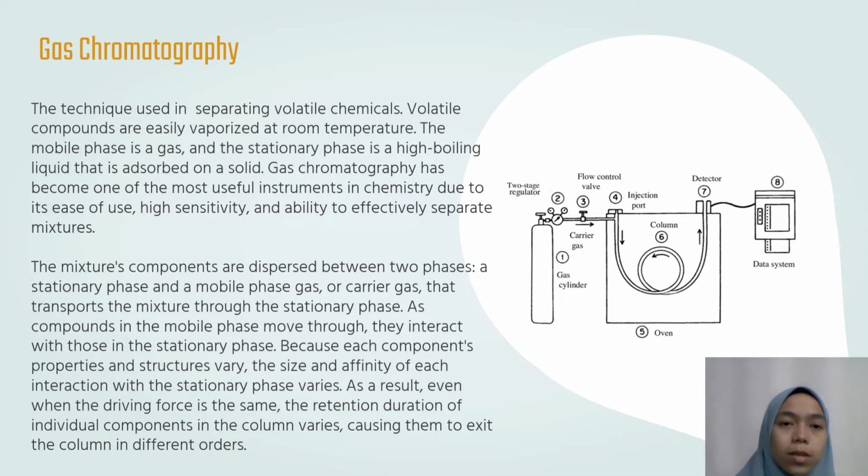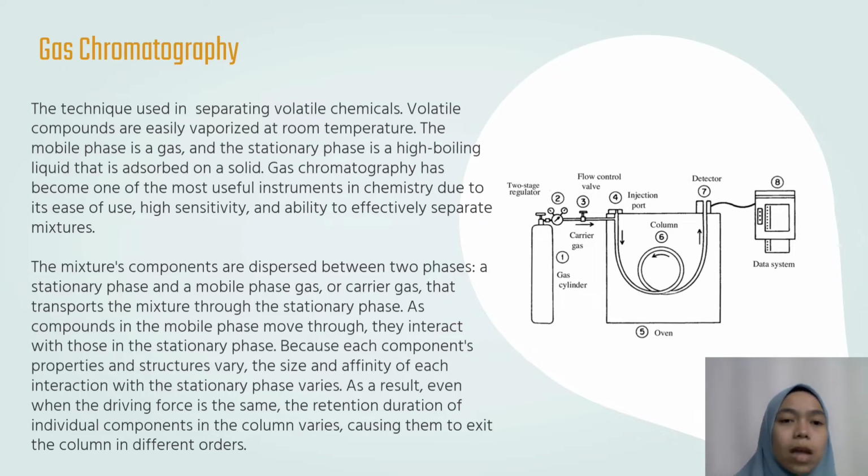Gas chromatography is one of the chromatography techniques. It is used in separating volatile chemicals as they are vaporized easily at room temperature. The mobile phase is a gas and the stationary phase is a high boiling liquid that is adsorbed on a solid. Gas chromatography has become one of the most useful instruments in chemistry due to its ease of use, high sensitivity, and ability to effectively separate mixtures.